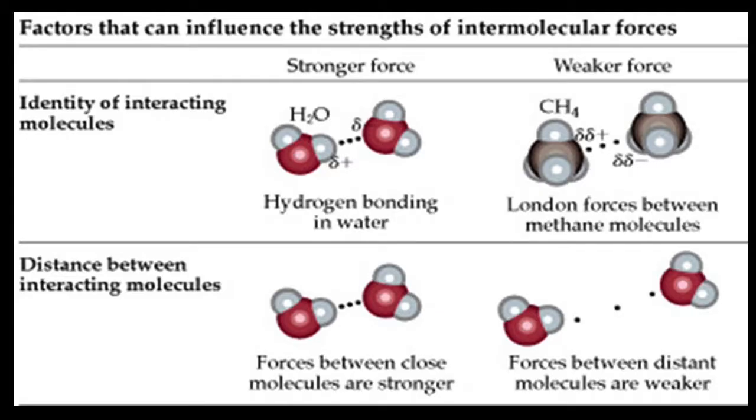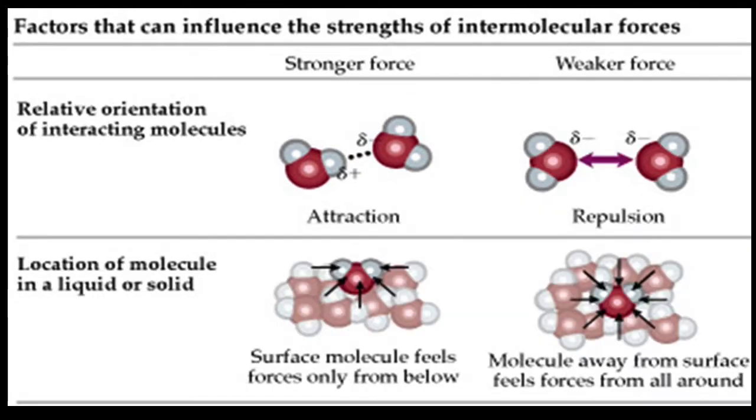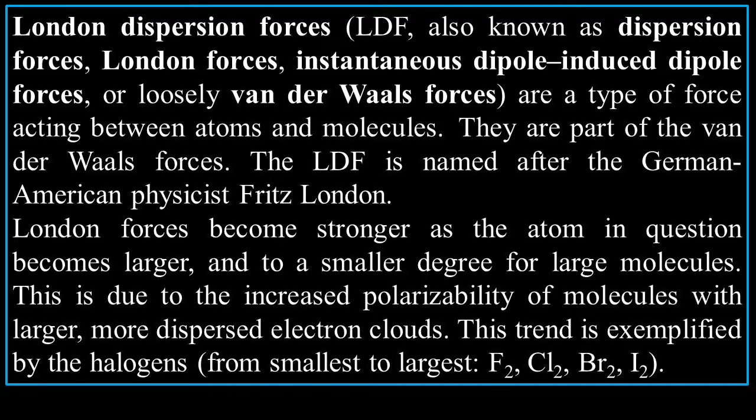Factors that can influence the strength of intermolecular forces: identity of interacting molecules, distance between interacting molecules relative to the hydrogen bond, relative orientation of interacting molecules, how are they oriented relative to one another, and location of molecule in a liquid or a solid state.